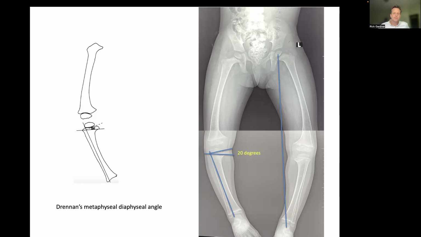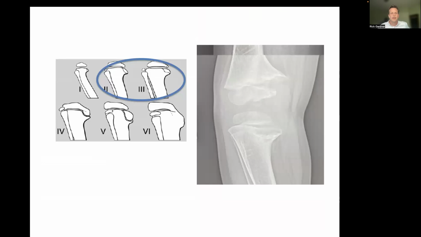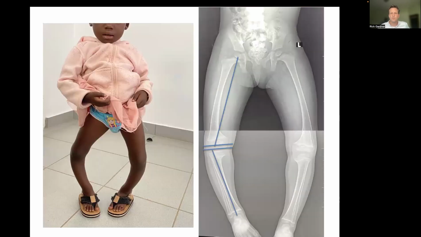You look at Drennan's metaphyseal-diaphyseal angle, and the angle here is 20 degrees. So certainly this would suggest further progression. The mechanical axis, of course, is a long way more medial than we would want. And this is probably staging between a 2, more likely a 3, where you can get this sense of a step in that proximal medial tibial metaphysis. So we've got a stage 3 Langenskiöld. Drennan's angle is 20 degrees. And you can see we've got distal femoral and proximal tibial deformity here.